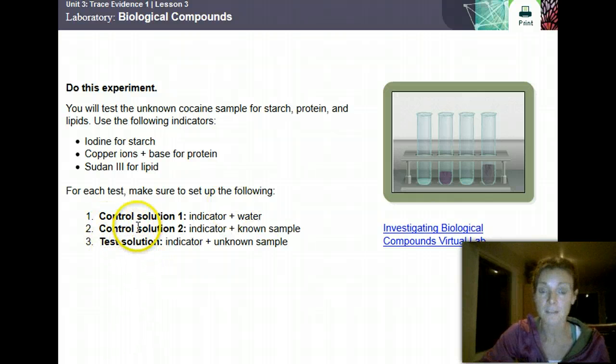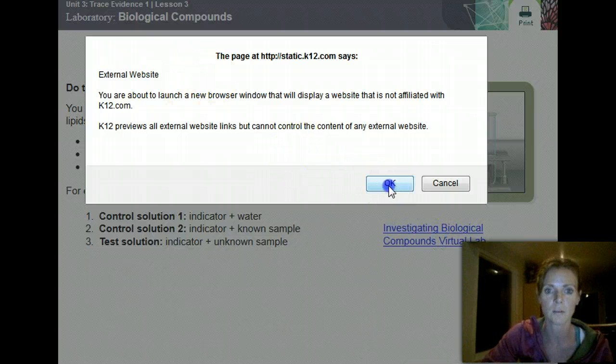But let's see what a positive test gives us. So we're going to do the indicator plus the known sample, which will give us that positive test. Then we'll test our unknown sample, okay? All right, so click on that. It says you're going to be taken to an external website.